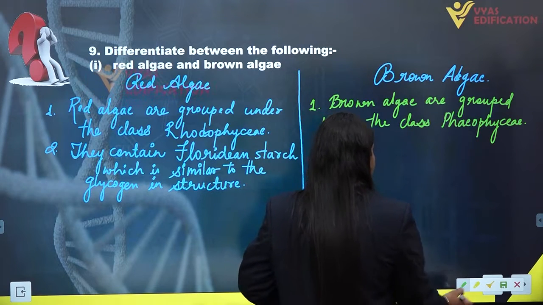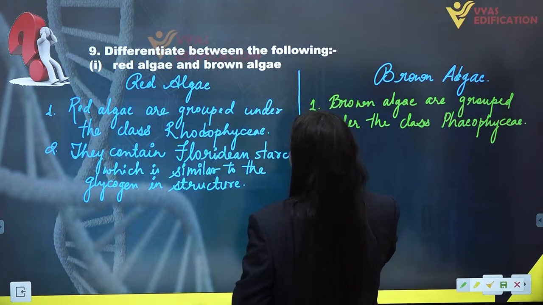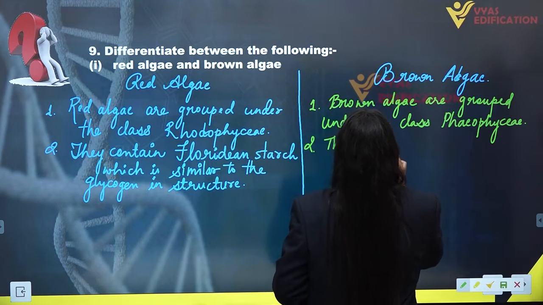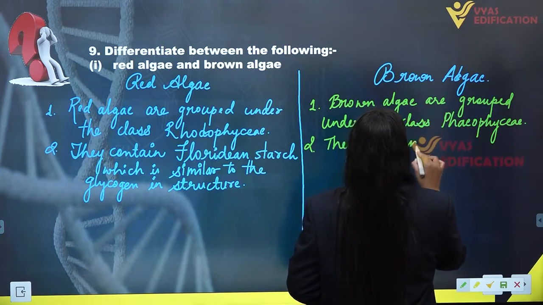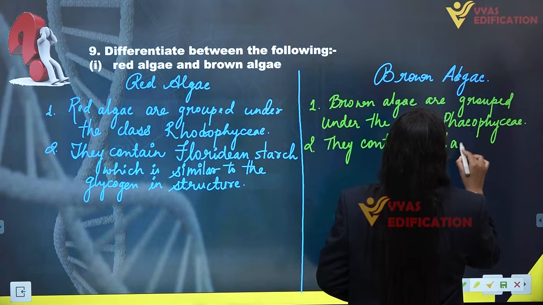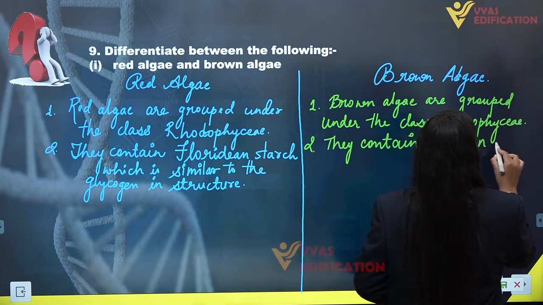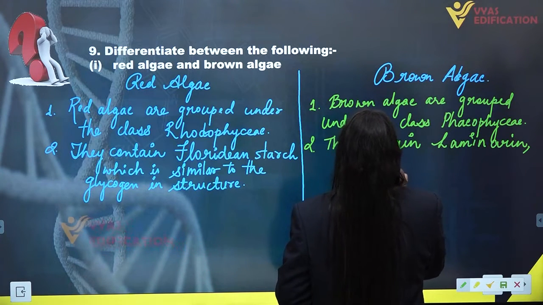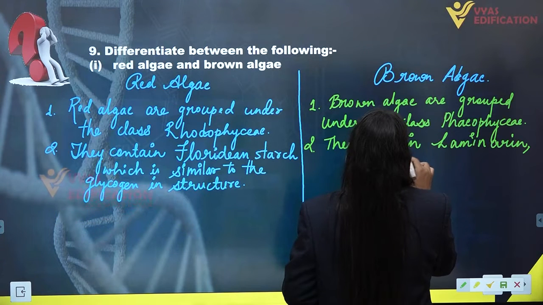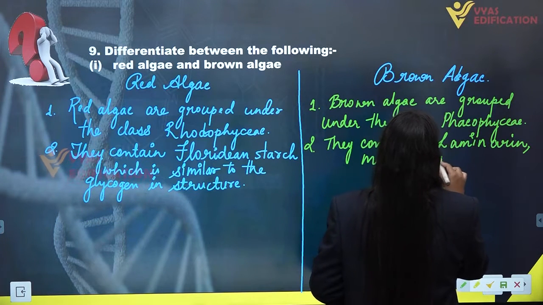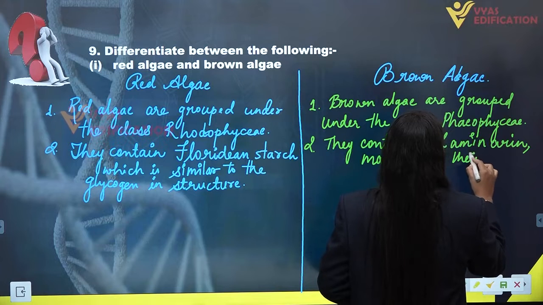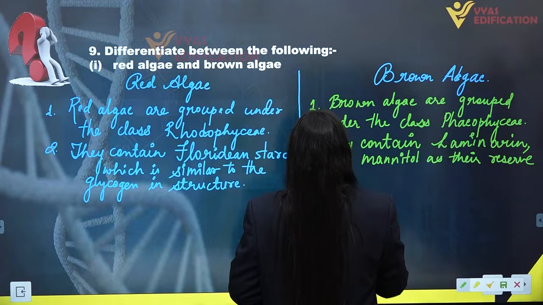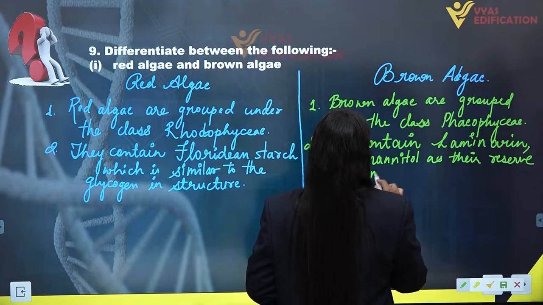If we talk about the next, that is brown algae or Phaeophyceae, then they contain laminarin and mannitol as their reserve food material.